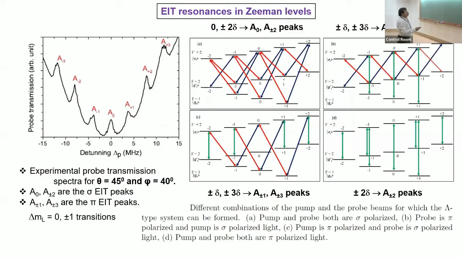And so this is the probe spectrum, and in the probe spectrum, all these tiny peaks are actually EITs, all of them. There is one EIT when you don't have a Zeeman splitting of the hyperfine levels, and there are many EITs when you have so many splittings due to the different allowed transitions of the Zeeman levels of the hyperfine levels.